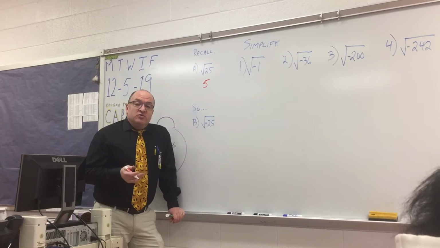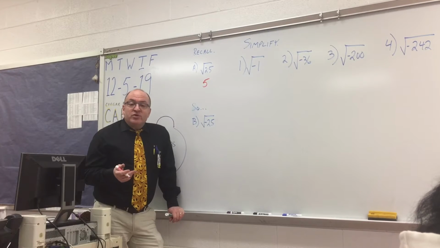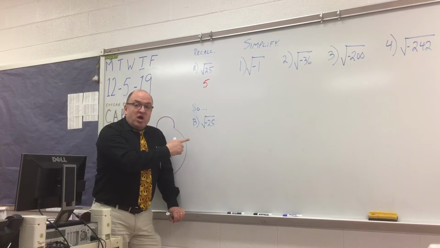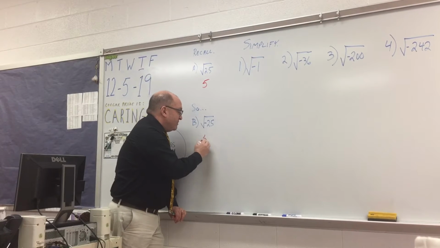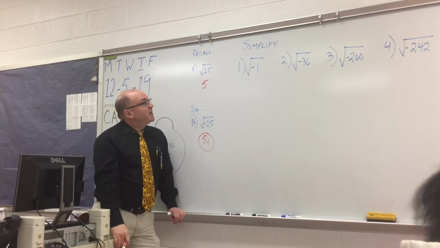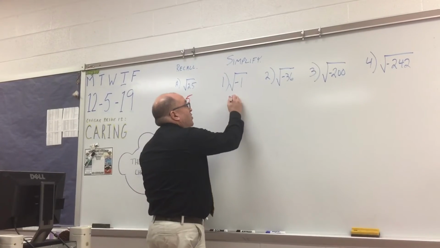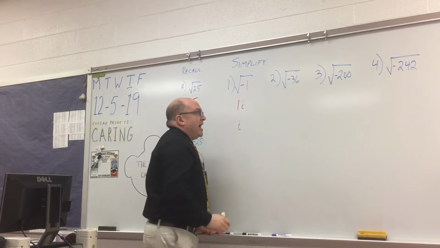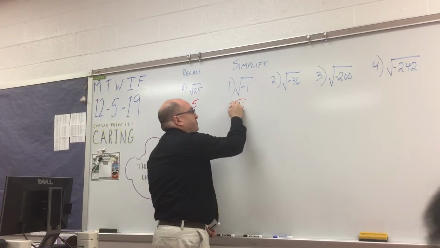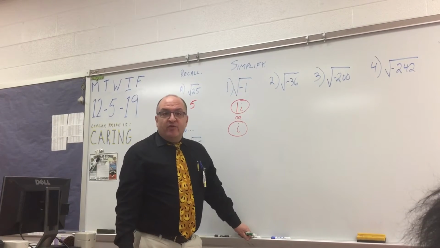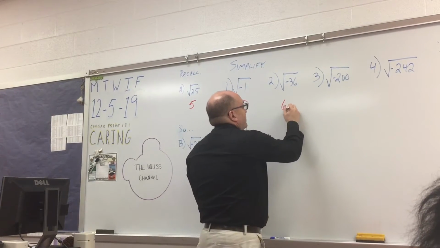So to use imaginary numbers, we use the letter i to represent imaginary. So we call this 5i. i for imaginary. Okay? So what's the square root of negative 1? That is 1i, or just plain i. Either way. Okay? What's the square root of negative 36? 6i.